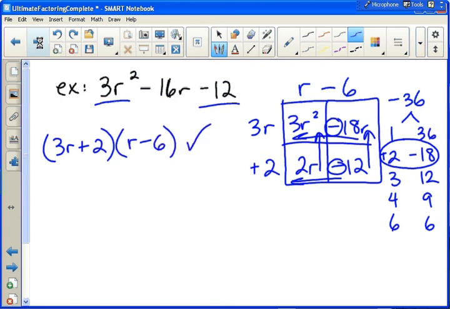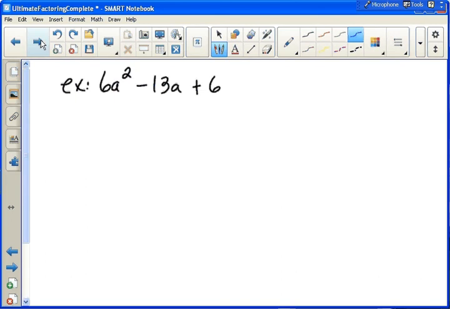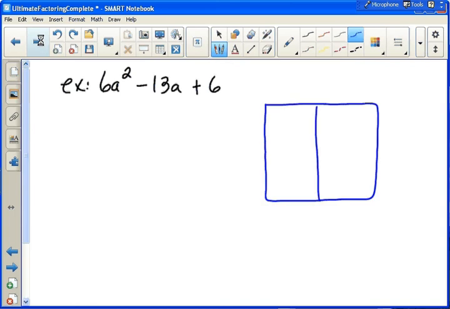Next up, 6a squared minus 13a plus 6. For the box method, we draw a box with 4 parts. We put the first term in the first box and the last term in the last box. Then we multiply those two numbers together. 6 times 6 is 36.